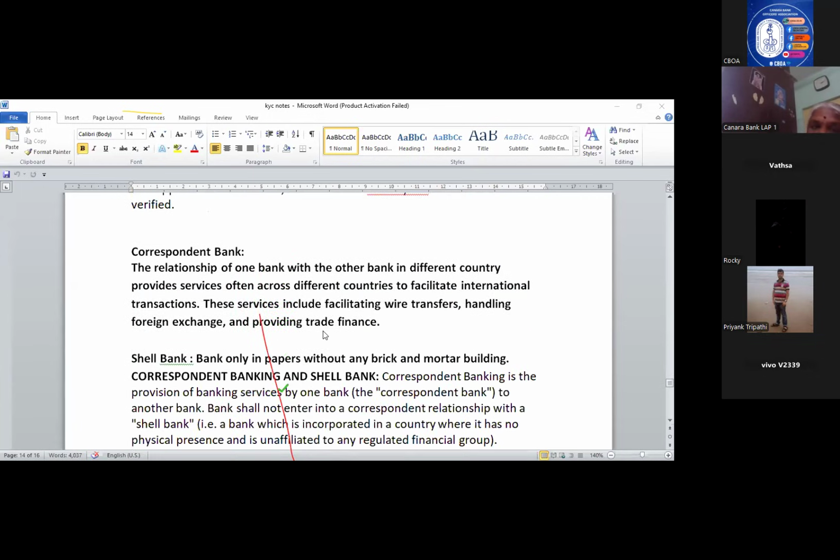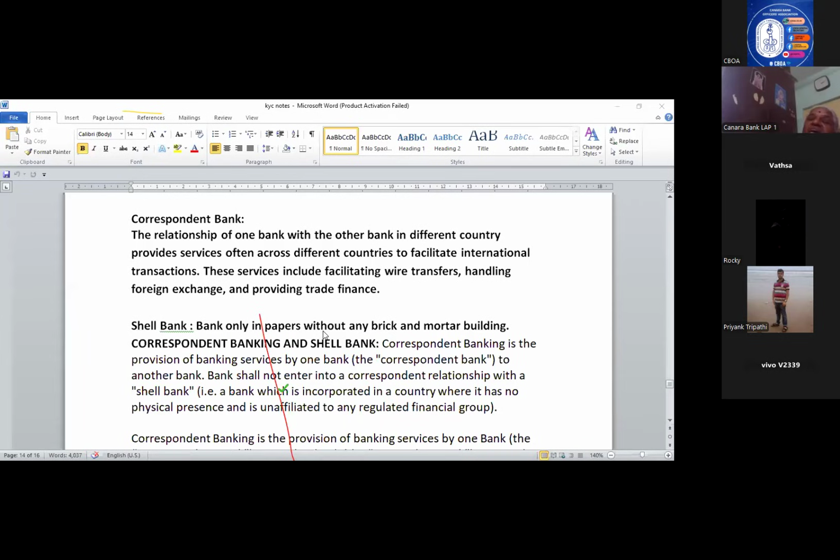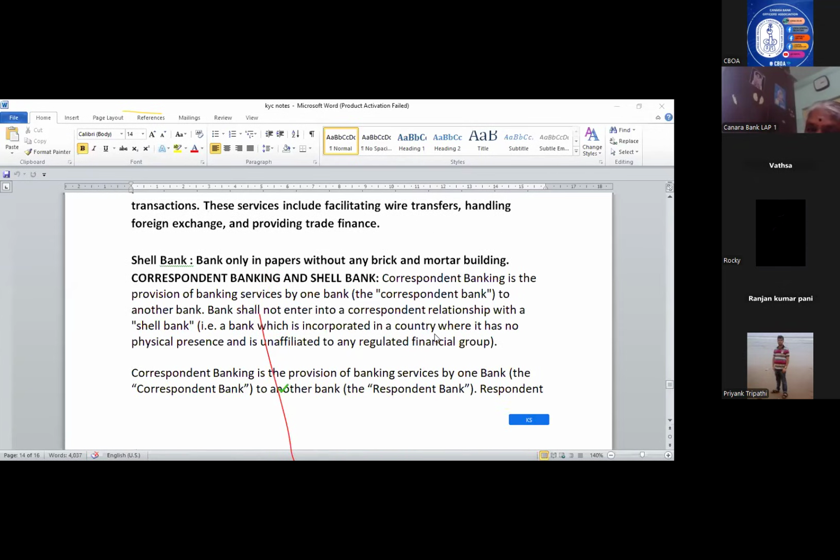Then comes correspondent bank. Correspondent bank means, suppose we are doing a foreign transaction. That is, we have to send a SWIFT for some 5 lakhs or something to one student. We want to send the educational fees of 1 semester to a student who is studying abroad. Then, if we don't have our branch in the other country, we have to depend on another bank through which we can do this transaction in another country. That particular bank through which we are going to do the transaction is called the correspondent bank. Okay. Shell bank, I already told you, is a bank only on paper, without any brick and mortar building.